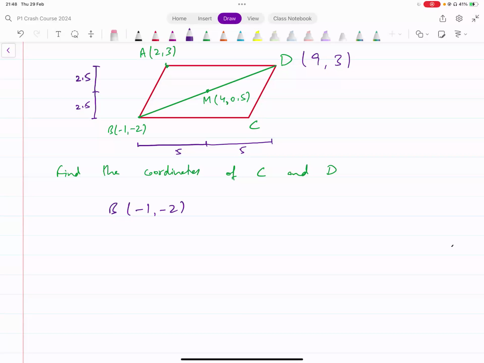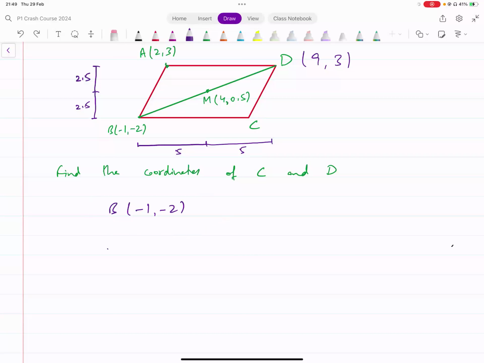So you could do it in your head as well, or with minimal working. If you wanted to show this working, which I recommend that you do, that will save you from careless errors. A way to show this working is like this. You say B point is minus 1 and minus 2.